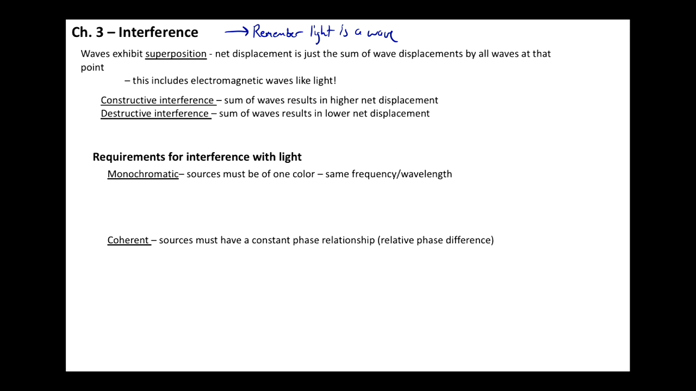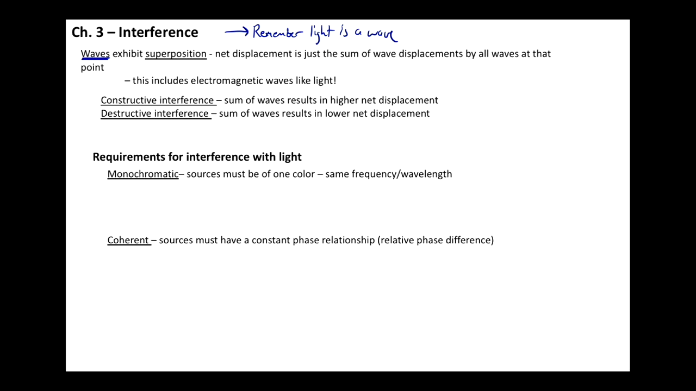So first of all, waves, whether we're talking about electromagnetic waves or waves in water or waves on a rope that I'm shaking up and down, any kind of wave anywhere exhibits this property known as superposition. So don't think that this just applies to light. I just need to introduce it because we're going to use this concept over and over in this chapter.